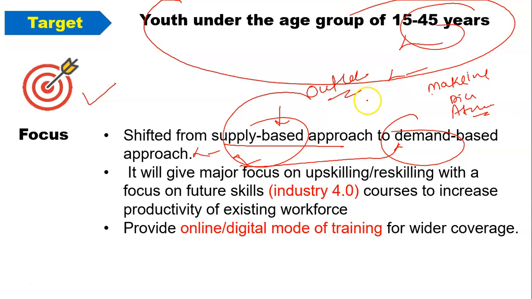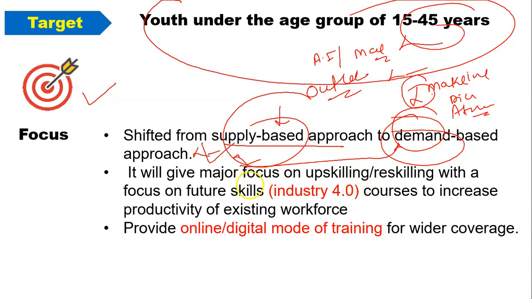Now the government sees that the need of the hour, or the need of the industry, is artificial intelligence and machine learning. These all are the need of the hour. So they are changing this scheme according to the demand-based approach.